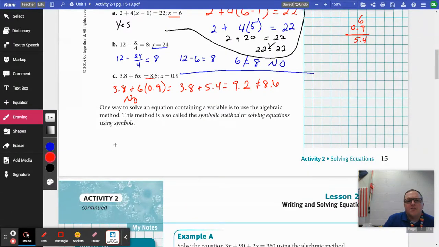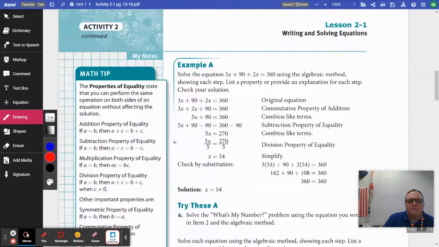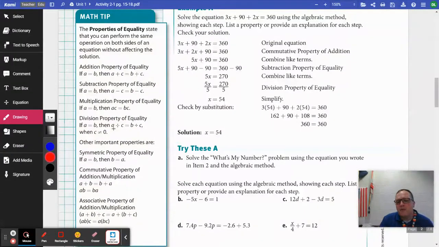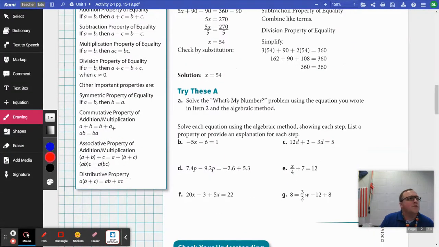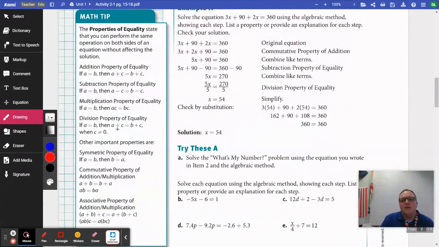One way to solve an equation containing a variable is to use the algebraic method. This method is called the symbolic method, or solving equations using symbols. All right, so the algebraic method is knowing your properties. Right here under the math tip, there are your properties. If you're watching this and you're in my class, I have these on my math wall over there. Make sure that you know these properties. These properties let you know what you can and cannot do.